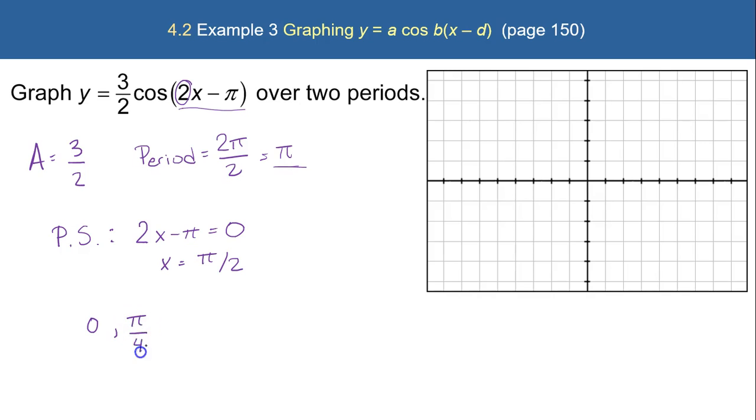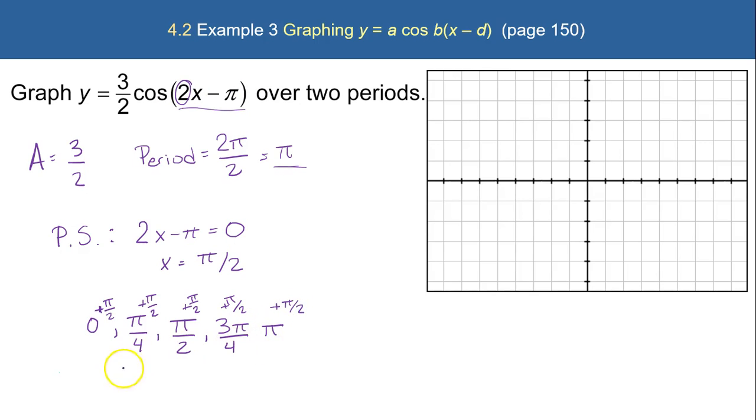So pi over 4, pi over 2, 3 pi over 4, and pi. Now we're going to add pi over 2 to each one of these values to get our x values with the phase shift on it. So add pi over 2 to each one of these. And then once you do that, you will have the x values that we need to plug in and find the y values for.